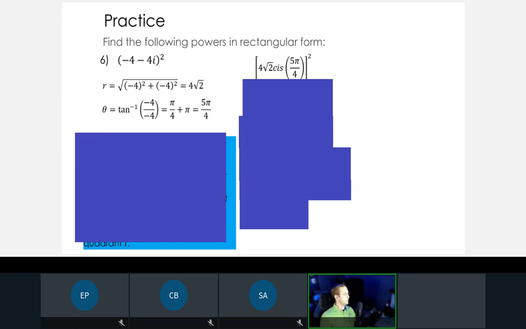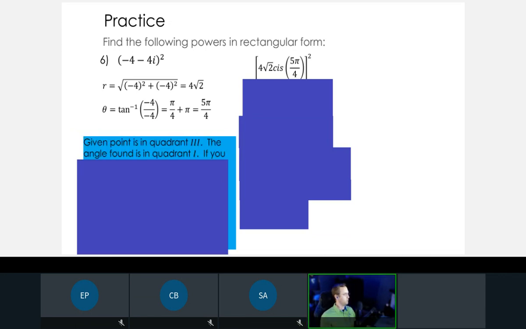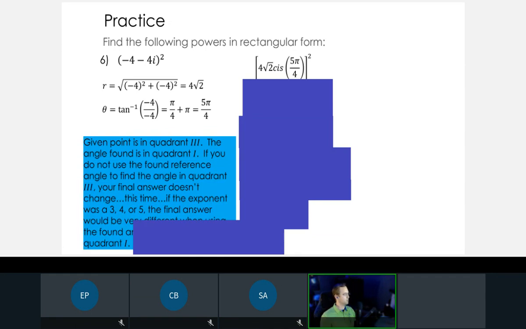All right. And then I had this long explanation here. Let me make sure it makes sense before I show it. I'm just going to show it. It's really wordy. So given the point is in quadrant 3, the angle found is in quadrant 1. If you do not use the found reference angle to find the angle in quadrant 3, you're fine. Okay, so I just wrote what I just said.